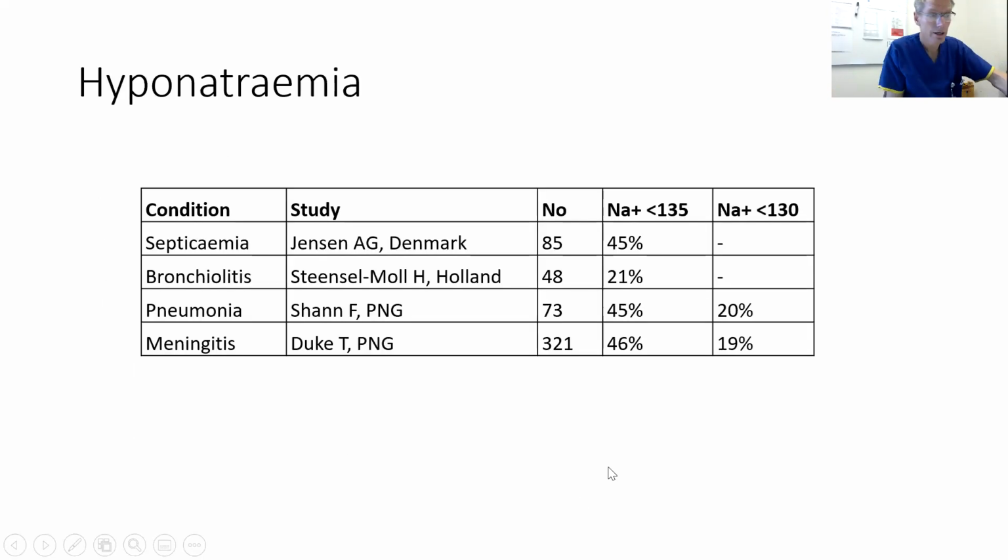I wanted to touch on a couple of electrolyte complications because they're quite common, and I won't go into this in too much detail, except to say that one of the very common complications is hyponatremia. When you look at studies of common infections like septicemia, bronchiolitis, pneumonia or meningitis, a high proportion of children have hyponatremia, low levels of serum sodium, at the time they present. In some studies, particularly two studies in PNG, quite a lot of children have quite severe hyponatremia if they have pneumonia or meningitis.